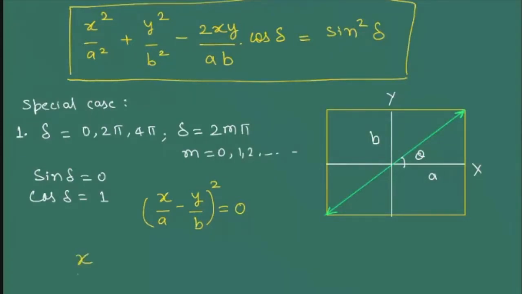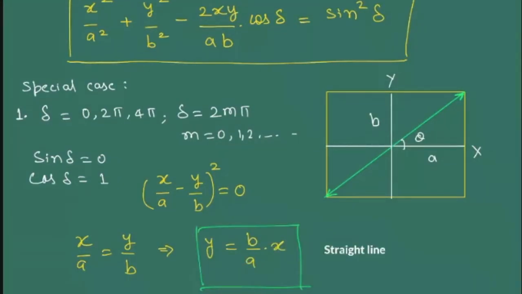Or x by a equals y by b, which means y equals b by a into x. So this is a straight line equation, and hence the emergent light will be plane polarized with vibration in the same plane as the original incident light. This was our original incident also, correct? Theta. So if delta is 0, what does that mean? D is 0. Where are we getting delta from?